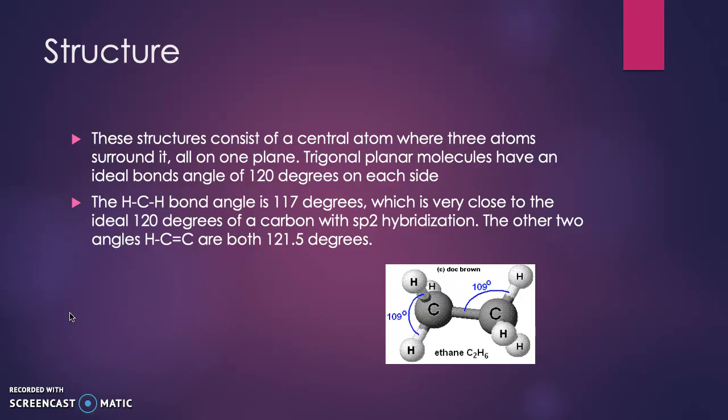The H to C to H bond angle is 117 degrees, which is very close to the ideal 120 degrees of a carbon with sp2 hybridization. The other two angles, H single bond C double bond C, are both 121.5 degrees.